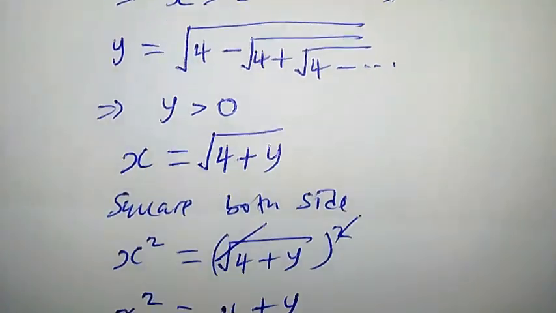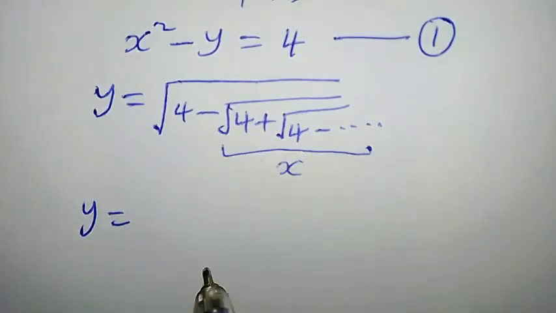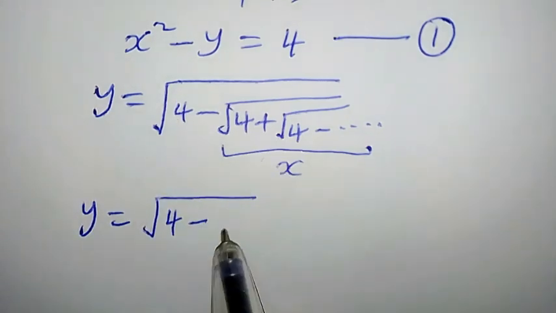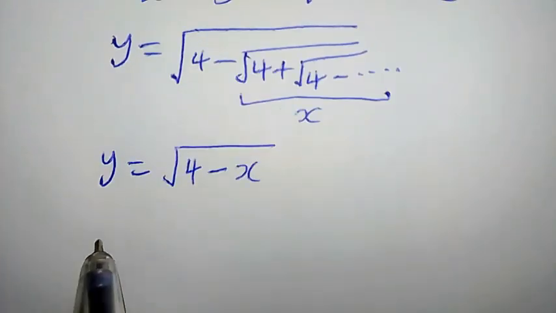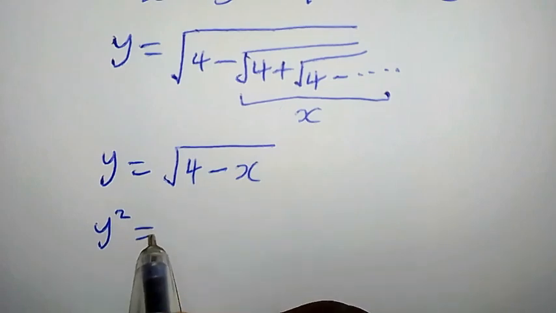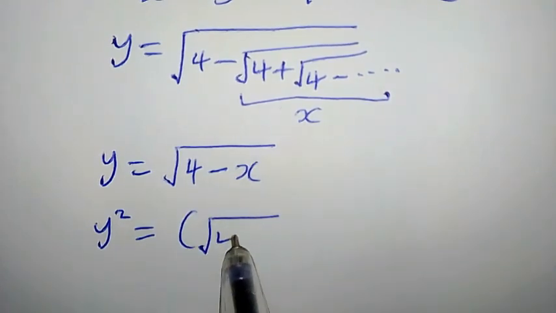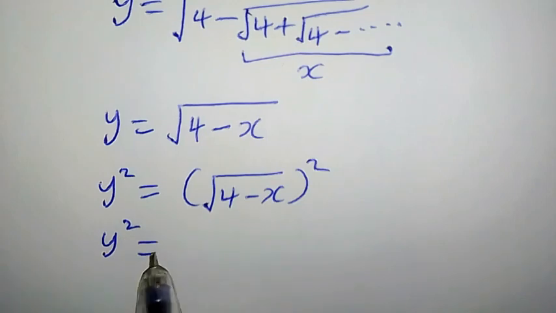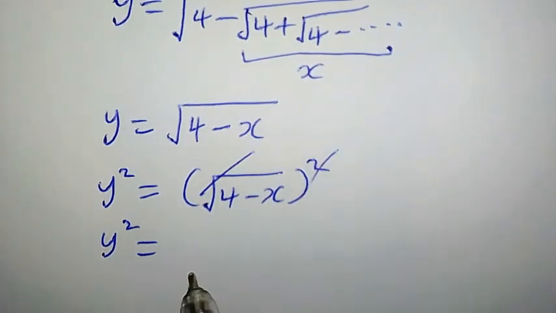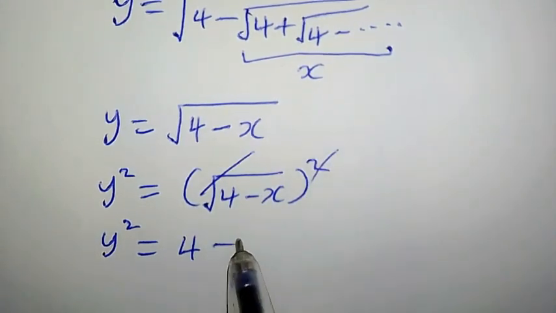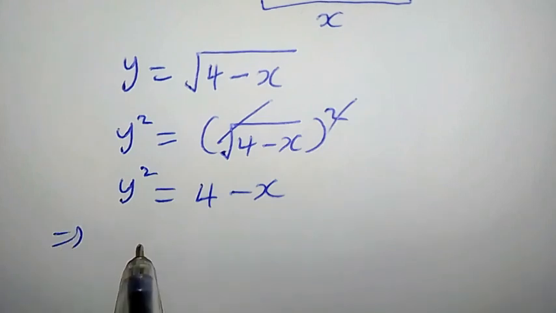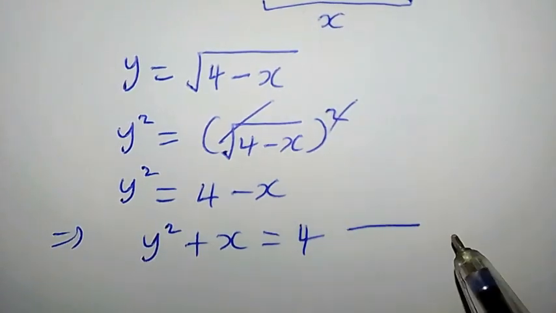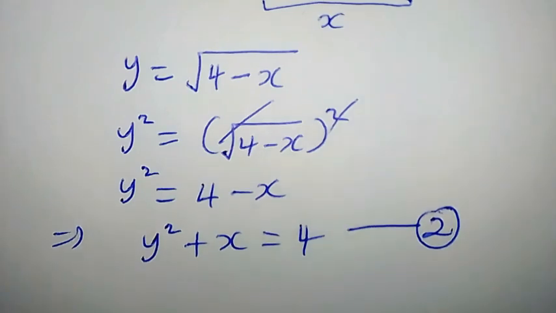Let's continue. y is equal to square root of 4 minus x. Squaring both sides, we have y squared equal to square root of 4 minus x, all squared. y squared is equal to, this bigger square root takes care of this power. We are left with 4 minus x. This implies that y squared plus x is equal to 4. Let us call this the second equation, equation 2.